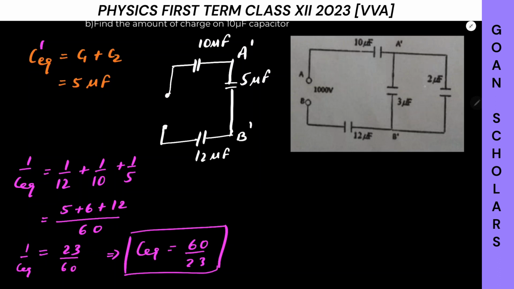So 2 and 3 are in parallel, so they give us 5 microfarad. When you add 10 and 12, so this becomes 12, 5 is 60, 10, 6 and 5, 12, right? So 12 and 5, 17, and 17 and 6 is 23. Yeah, correct. So this is 60 by 23, and of course that is in microfarads.